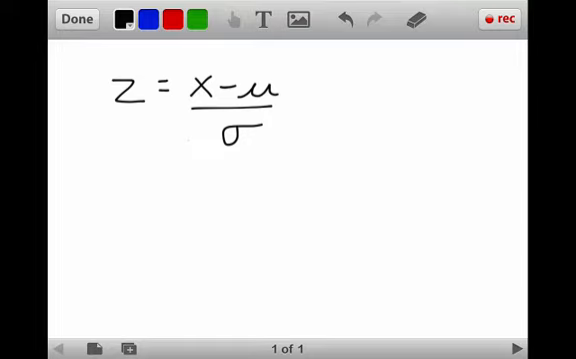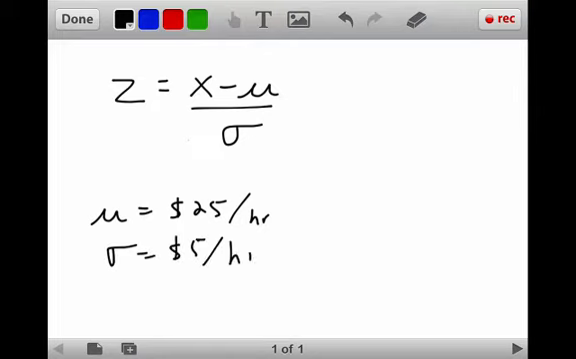Remember the values that I just gave you. Let's imagine that we are looking at the hourly wage that Canadians are making, and the mean score is $25 per hour. This distribution for the population has a standard deviation of $5 per hour. How can we make this into a distribution with a mean of 0 and a standard deviation of 1?